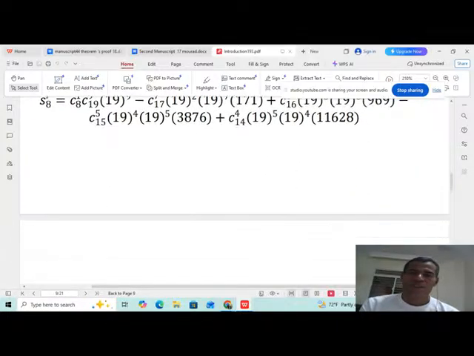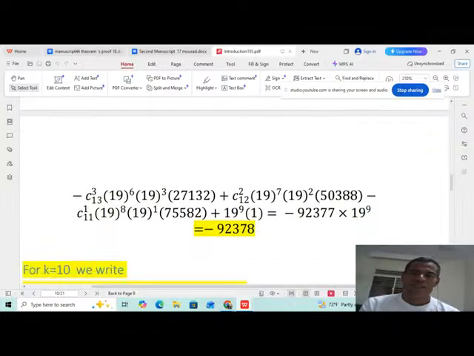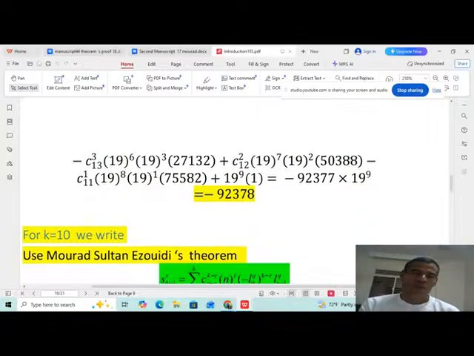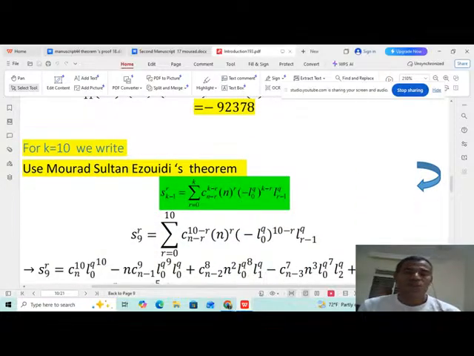This is S8. I will just guess it is equal to negative 22,377 and 19 to the power 9. So this one is going to be different from 0. Now we continue for k equal 10 up to k equal 17, where S10 up to S16 are equal to 0.